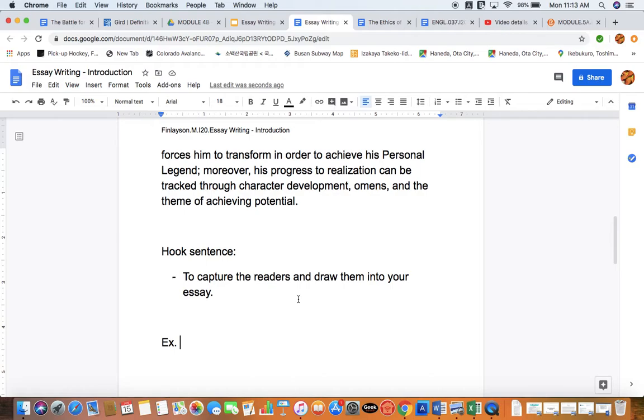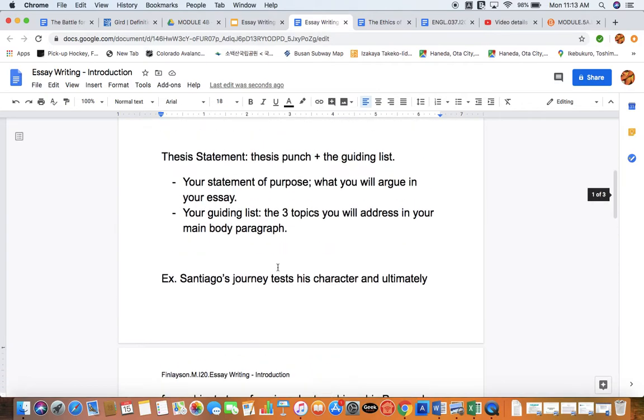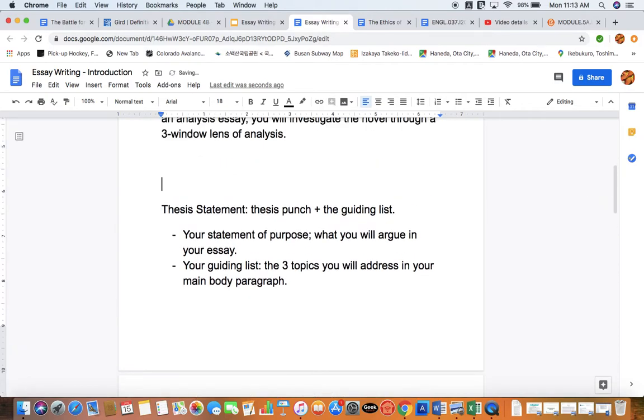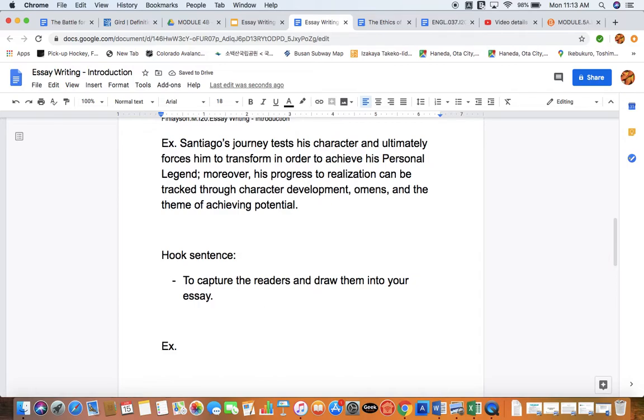So in my opinion, the hook sentence is one of the most difficult sentences to write powerfully. So I like to wait until after we have our thesis statement. So let's just actually, we're going to bump this down just so that I can have the thesis at the top of the page to look at while I write my hook sentence.